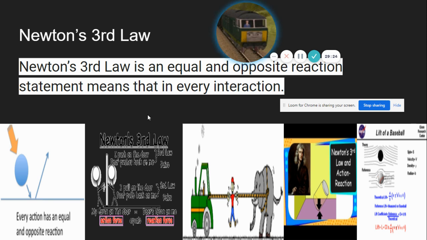All right, Newton's third law is an equal and opposite reaction statement, meaning that in every interaction there is a reaction. For example, the fourth picture, the jar of glass. I forgot to tell you about gravity. Gravity is something that drops really hard. When something drops, that's gravity.